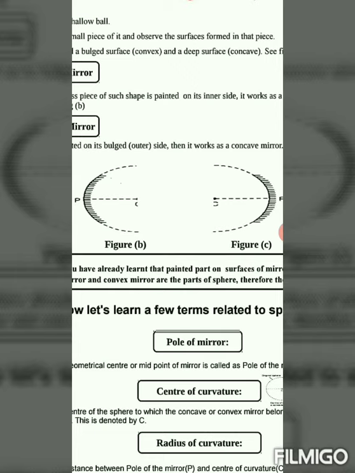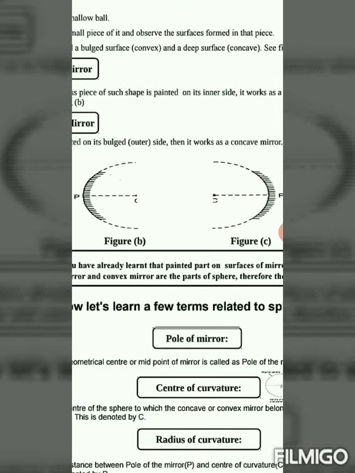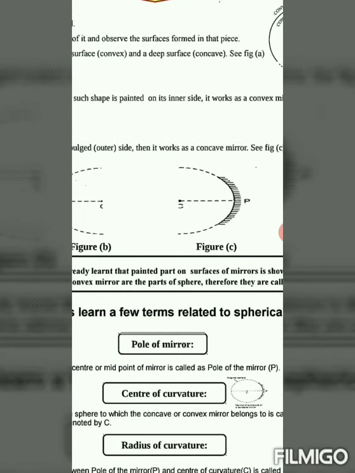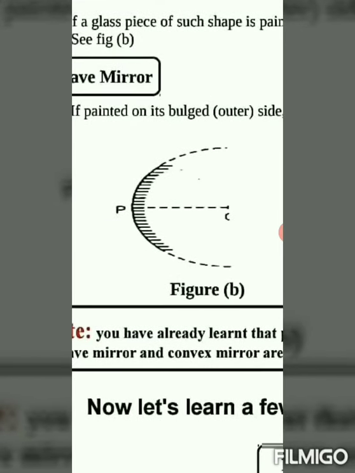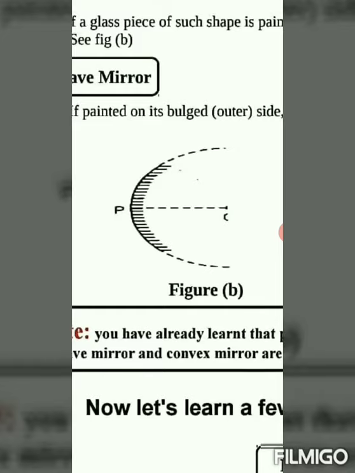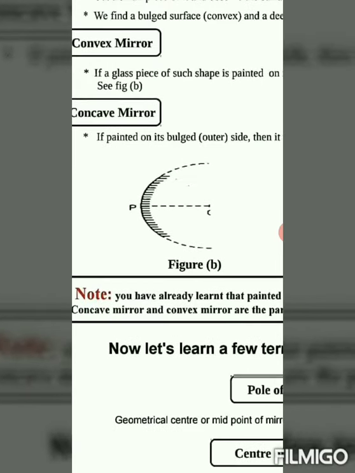In figure B, that is the convex mirror, the reflecting surface is outward and the non-reflecting surface is inward. In figure C, the non-reflecting surface is outward and the reflecting surface is inward. So this is the main difference between a convex mirror and a concave mirror. Again, in figure B we have the convex mirror. Along the P side, the outer surface is the reflecting surface and the inside is the non-reflecting surface.